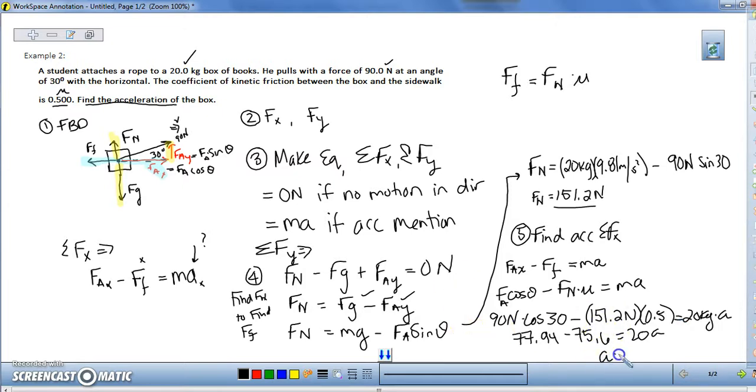My acceleration becomes 0.117 meters per second squared. And there you have it. That's our acceleration for our box of books that this person is pulling down the sidewalk. Okay, that will be it for this problem.